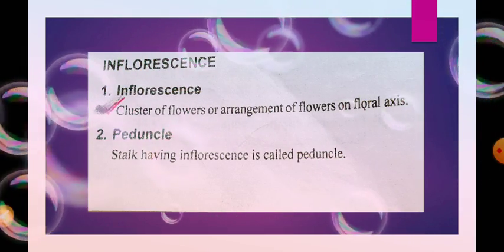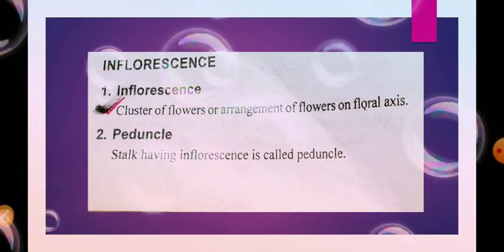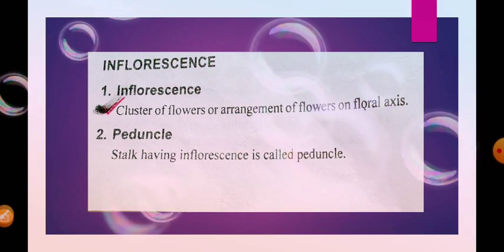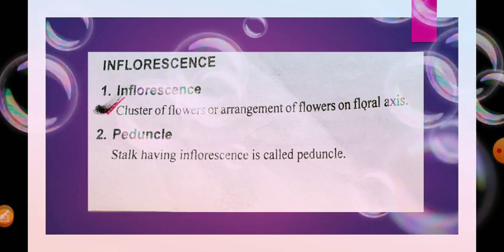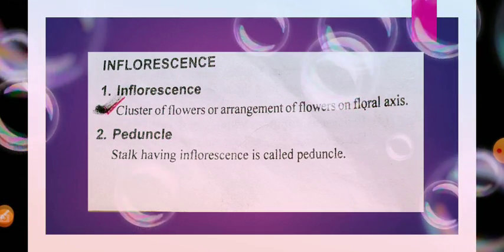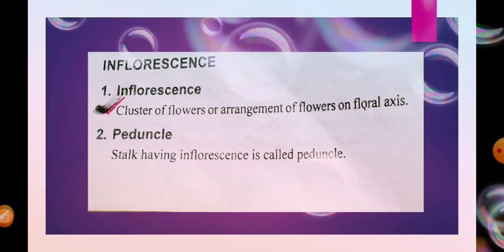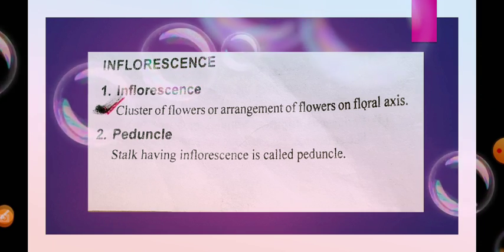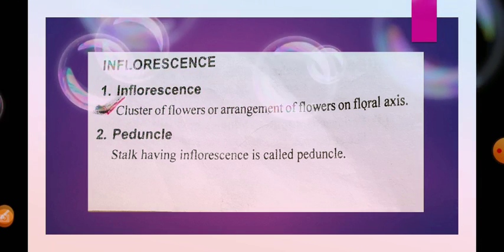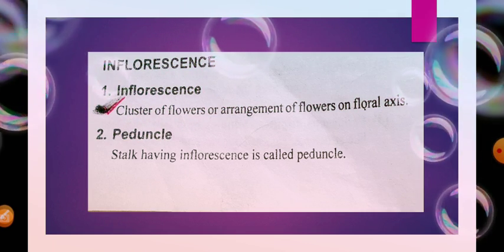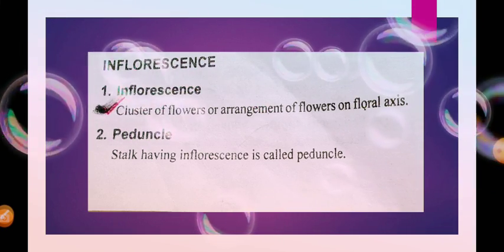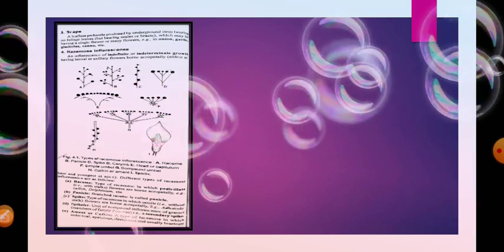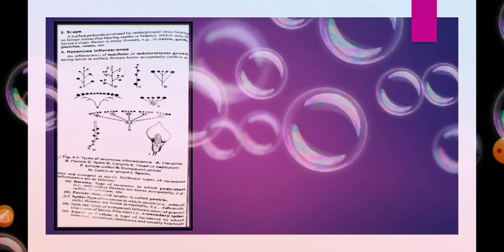The stipule is the leaf stalk appendage, where the leaf is attached to the stem, but in the case of the flower, the stalk of the inflorescence is known as the peduncle.